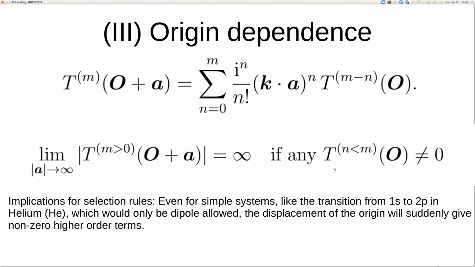So, for instance, an example I'm saying here is that if I had a helium atom and I'm looking at the 1s to 2p transition, which is only dipole allowed, if I start to shift the origin around, I could get it to be quadrupole allowed, etc., anything I like.